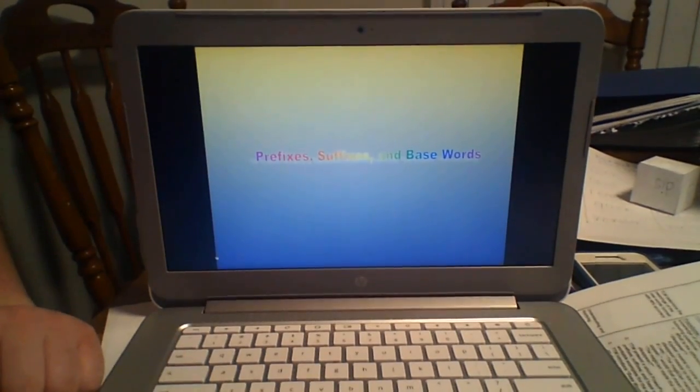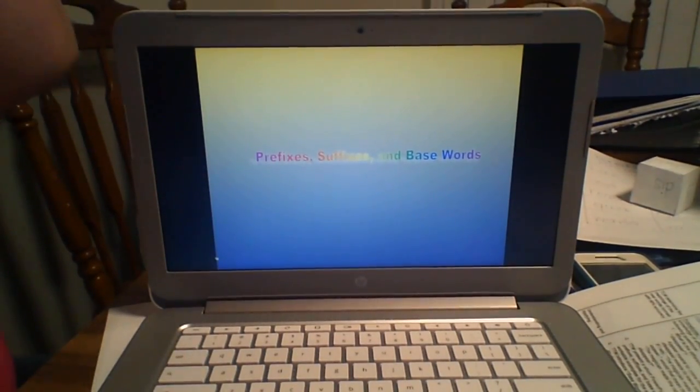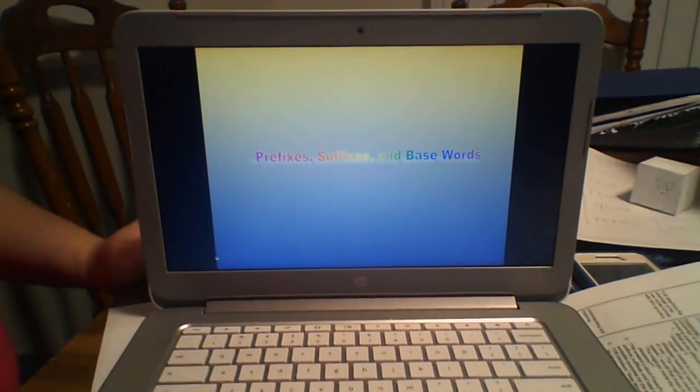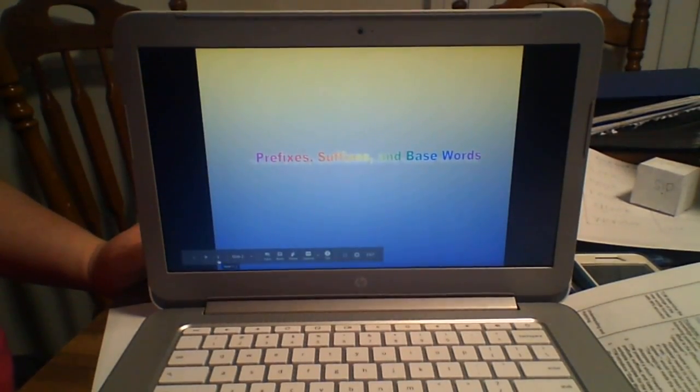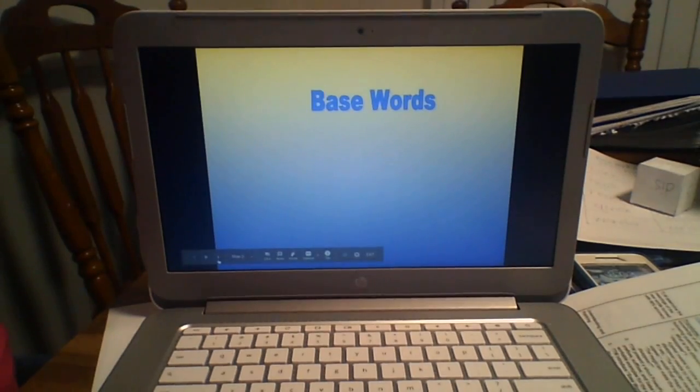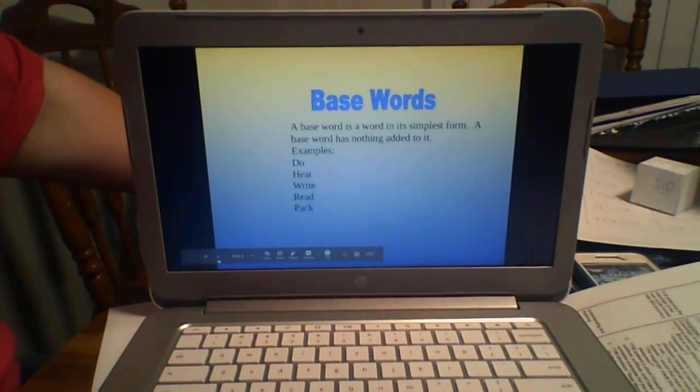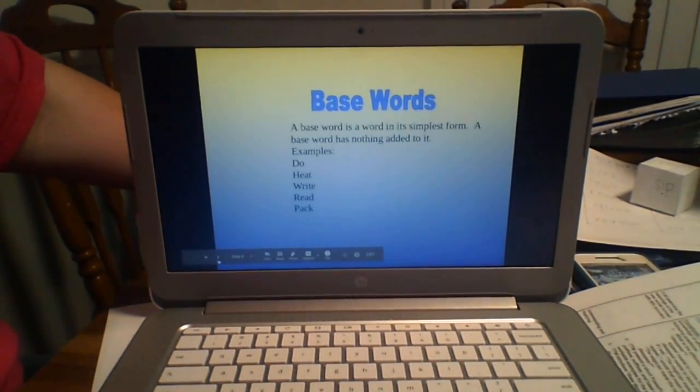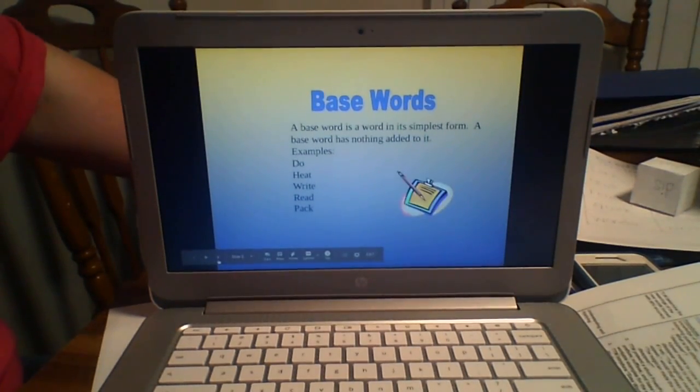So this little PowerPoint is on prefixes, suffixes, and base words. And you're just going to have to forgive me, I have to click each one. So a base word is a word that is in its simplest form. A base word has nothing added to it. So examples are like do, heat, write, read, and pack.